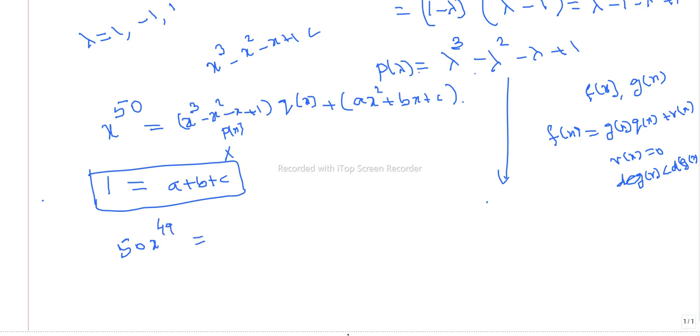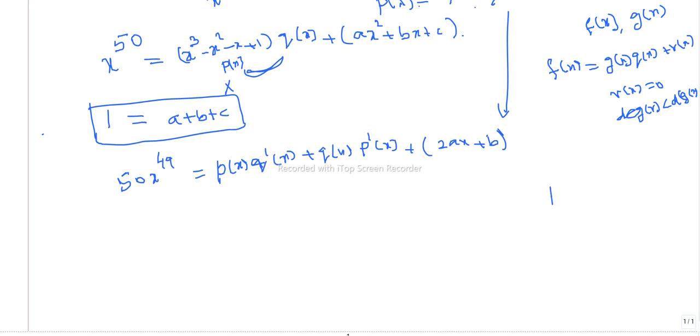If you differentiate, this is a product of two polynomials. So first you fix p of x and differentiate q of x, therefore q dash of x, and then fix q of x and differentiate p of x, which is p dash of x. Plus here if you differentiate we get 2ax plus b, because the derivative of c is 0. Now what is actually p of x? I already said that x minus 1 is an eigenvalue repeated 2 times, and x plus 1 is the eigenvalue repeated 1 time.